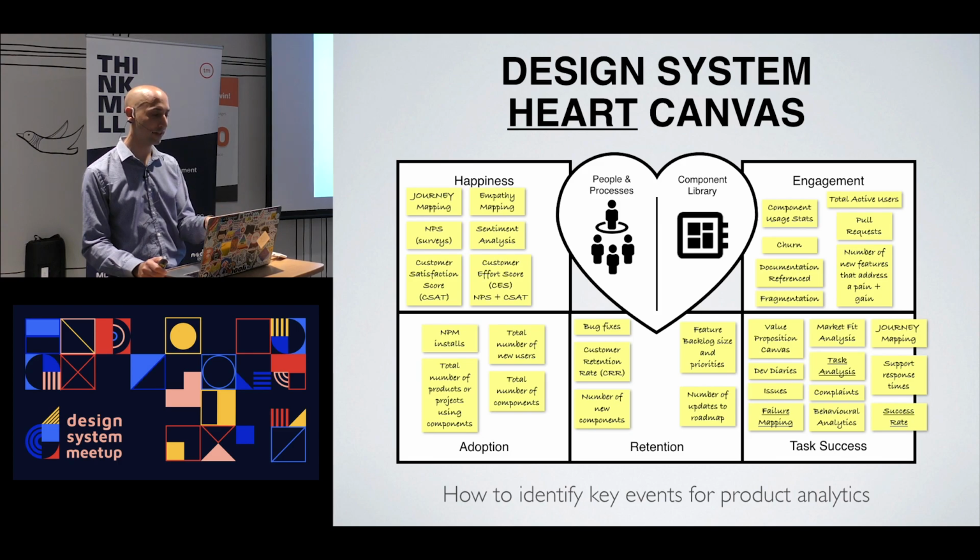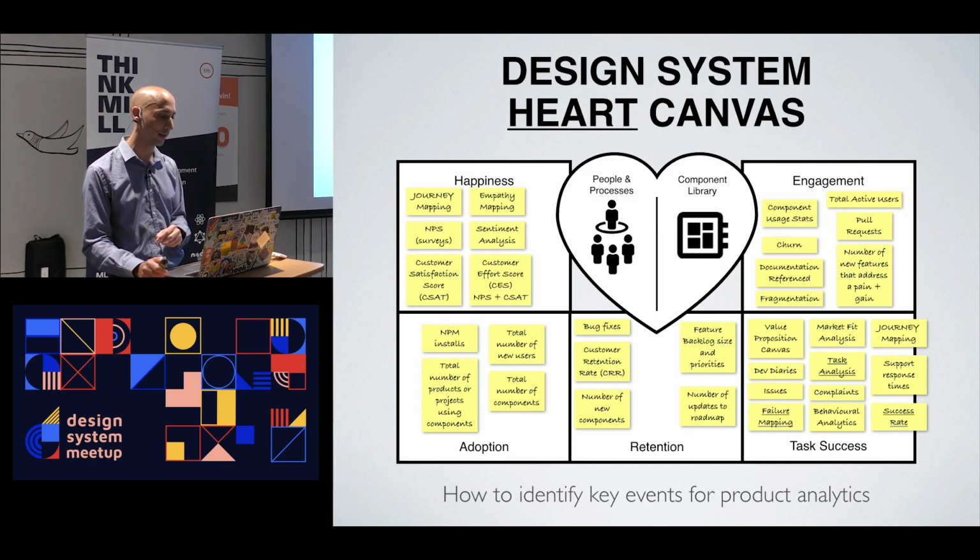This is a canvas that I made up. So this is actually based on the Google HEART framework, which is looking at happiness, engagement, adoption, retention, and task success. This is actually used for measuring and optimizing standard web conversions and metrics for users using a website or an application. But you can apply that to a design system as well.